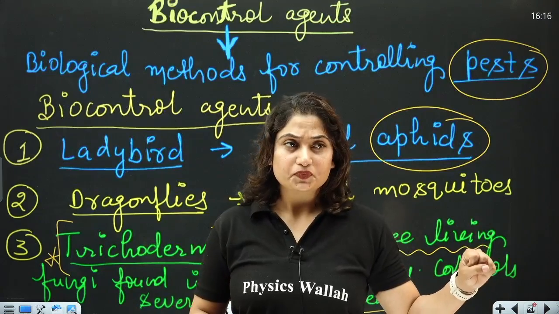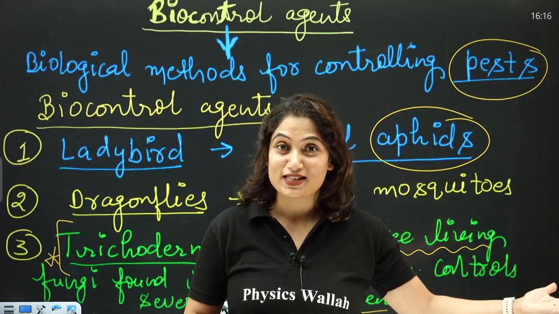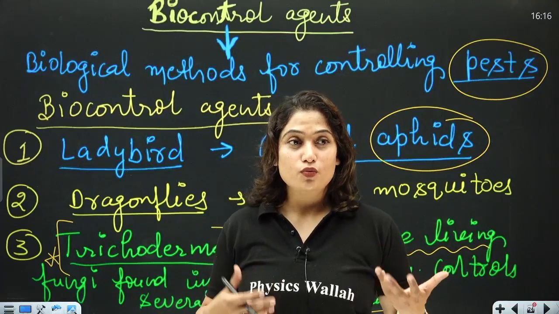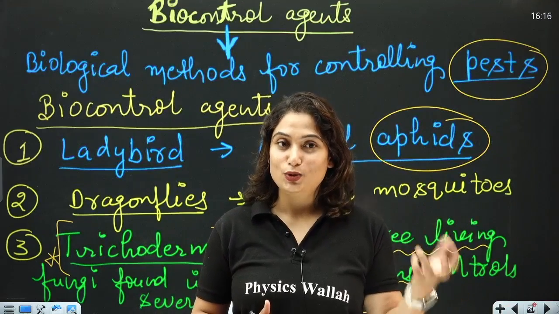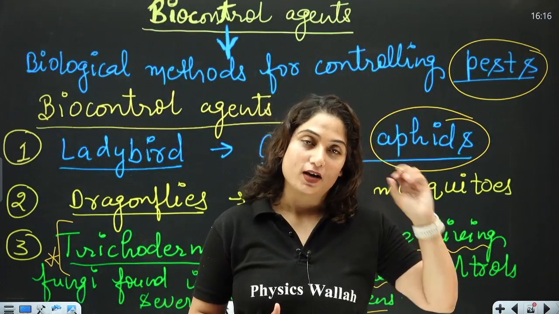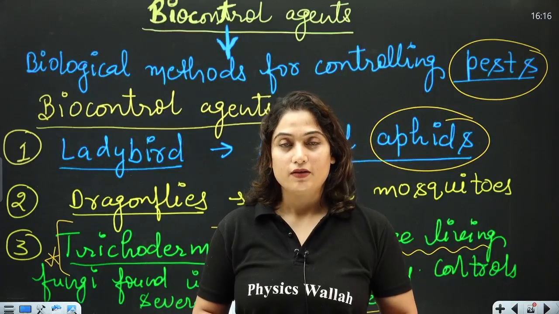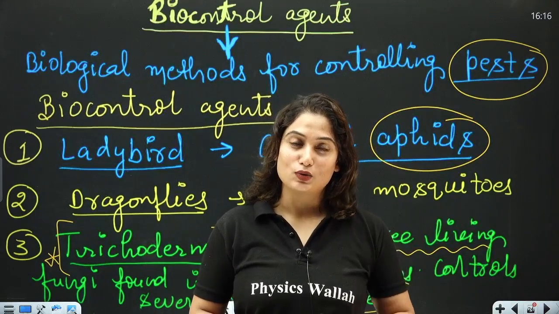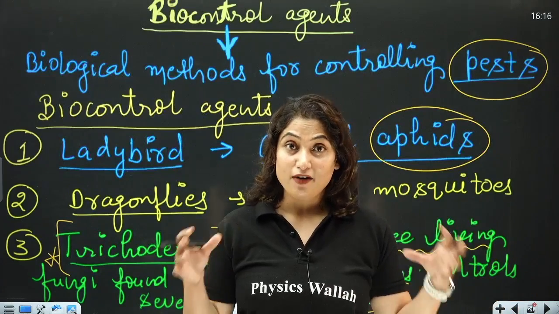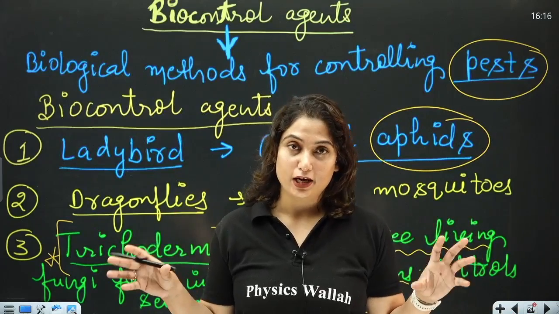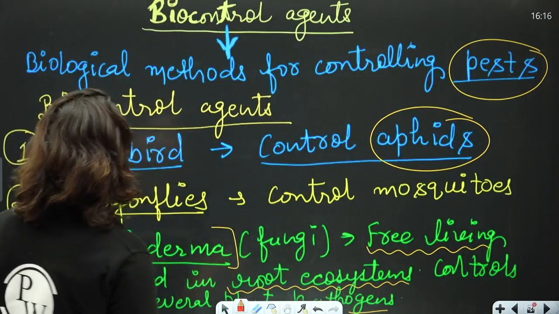Okay, so instead of using harmful chemicals like insecticides and pesticides, we should use natural means to control those organisms which can cause harm to the crop plants or the humans, right? So biocontrol agents are those agents which biologically control their natural prey. So we have to exploit the predator-prey relationship here, right? How? Let's understand with examples.